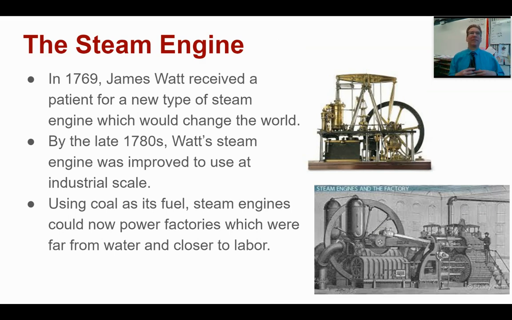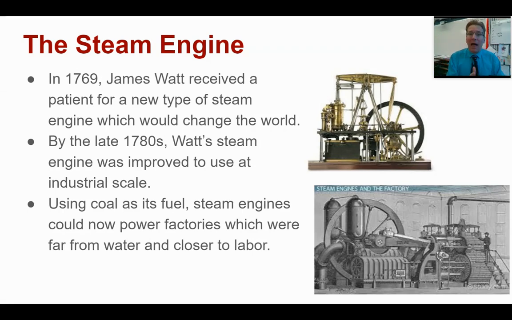All right, so advancements in energy sources, energy technology. In 1769, so not too long after the spinning jenny, James Watt received a patent for a new type of steam engine. This engine will change the world. Now, originally, it wasn't used to power mills. It was a much smaller device, largely used for pumping water out of coal mines and stuff like that. But by the late 1780s, as the Industrial Revolution is now in full swing in Great Britain, Watt's steam engine is improved to use on an industrial scale.